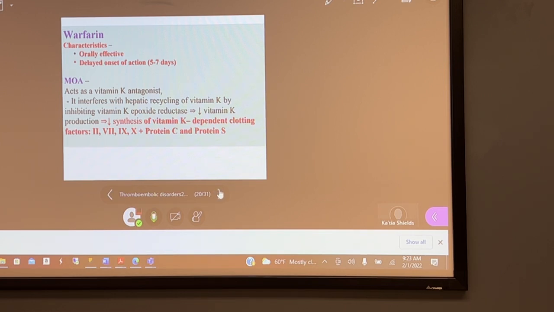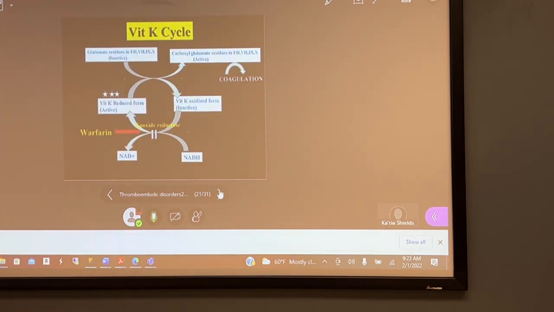Let's now see exactly how it does it. In the scheme of things, the vitamin K cycle, there are these coagulation factors, 2, 7, 9, and 10. They are naturally inactive, and they have glutamate residues on them. Dr. Chelia will tell you more about that tomorrow. But for them to be active, they have to undergo a process of carboxylation.